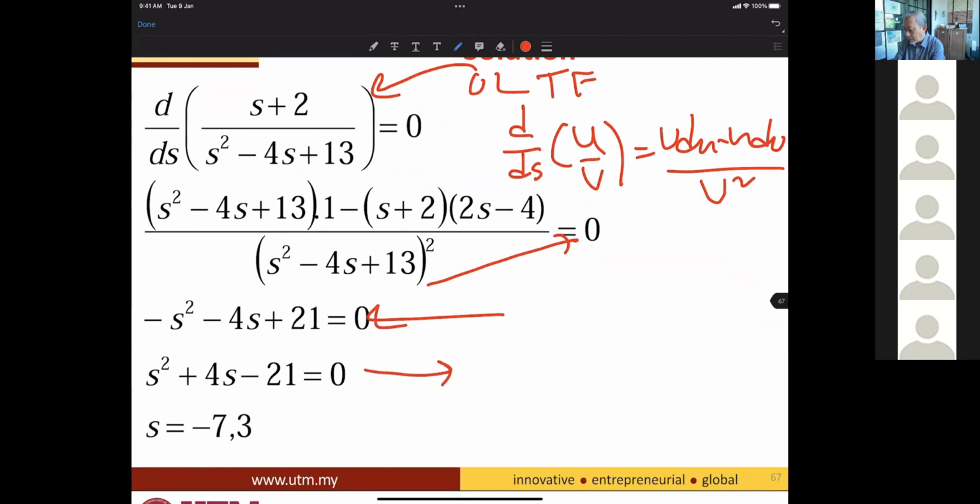Using your calculator or using MATLAB, you can get the values. So now you have two values, -7 and 3.